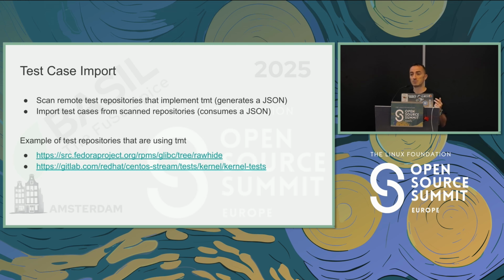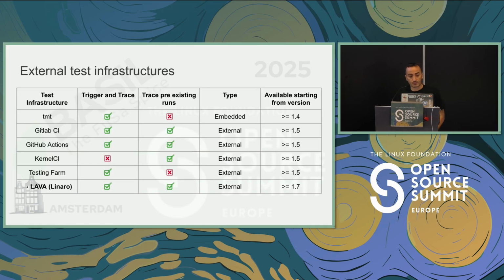So the tool is able to scan the repository, generating a JSON with all the information. Then you can consume this JSON to import all the test cases in your tool, and then you can just press a button, run the same test case from the remote repository on your system under test. So you can run a kernel test from this repository on your hardware.